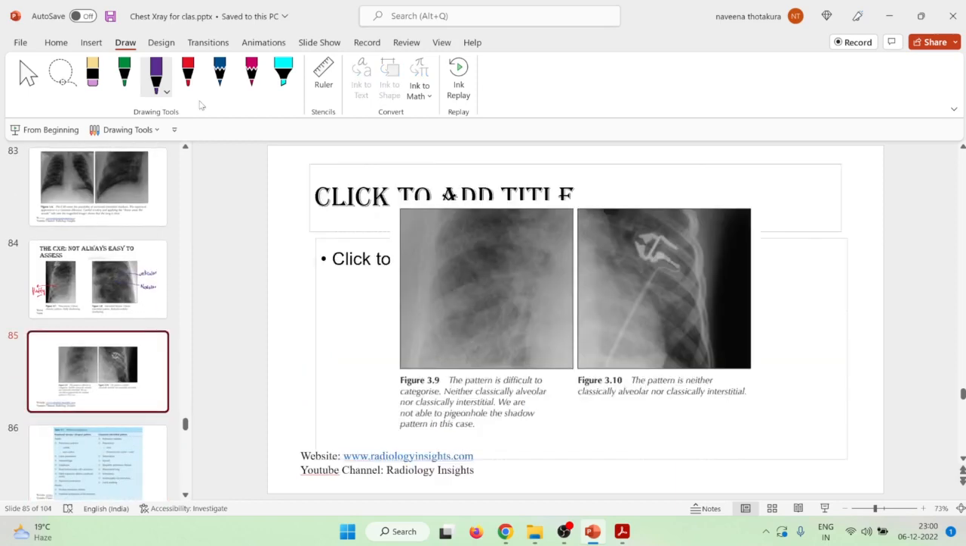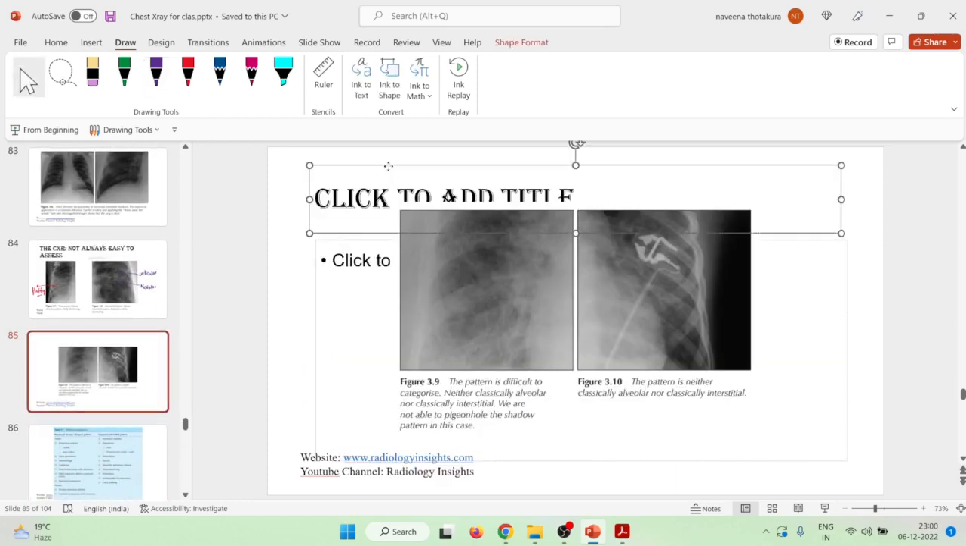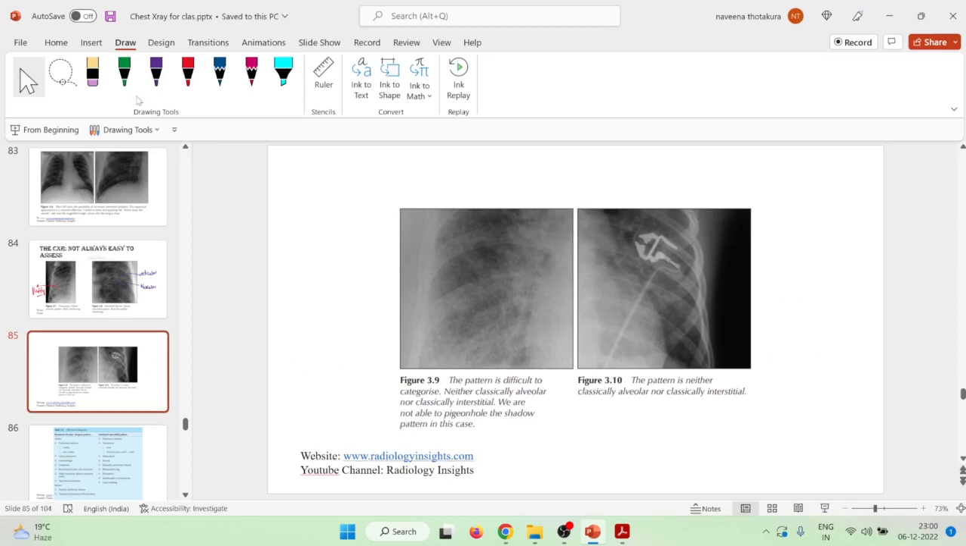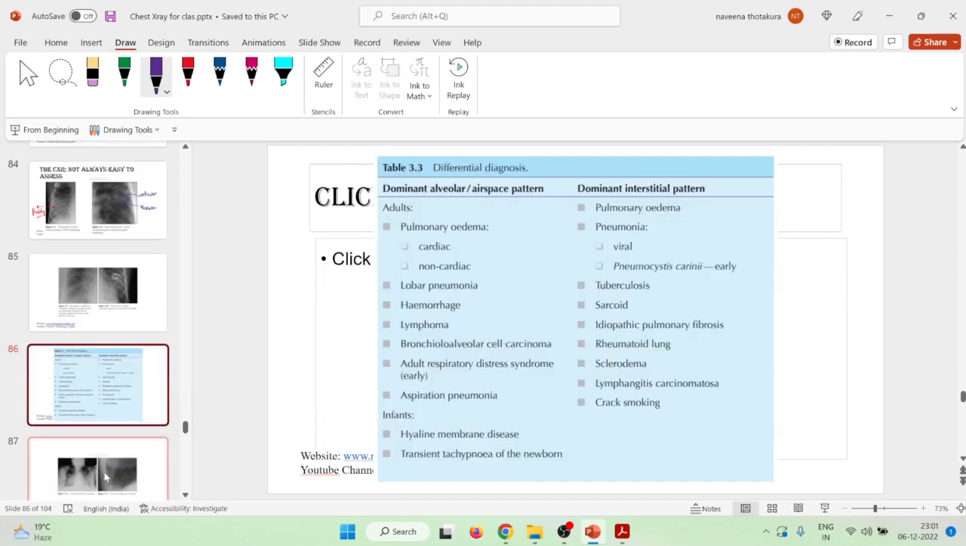Then if you see here, this is not alveolar, not interstitial. It is almost in the middle. Similarly, this is neither alveolar nor interstitial. It is almost seen in the middle. Not actually alveolar, not actually interstitial either, but the disease process is there in the chest X-ray.